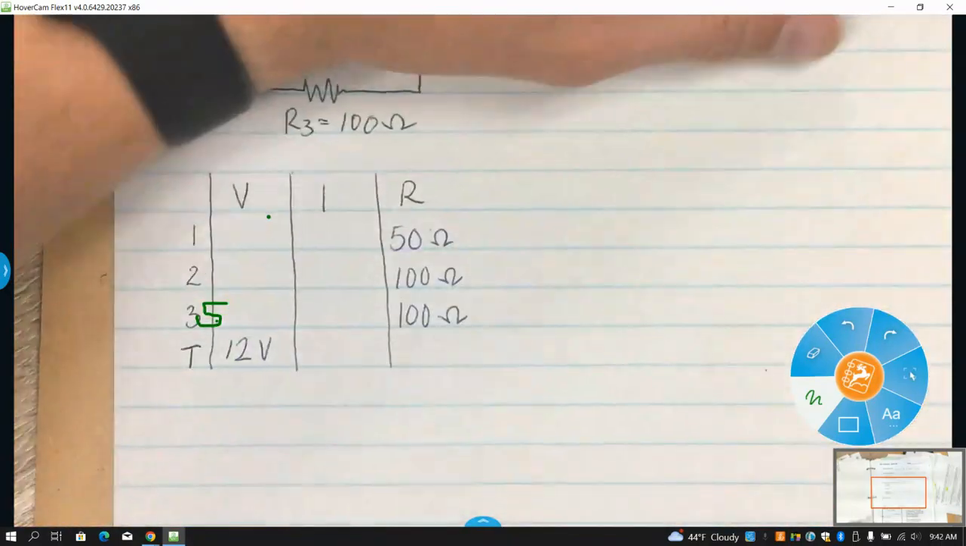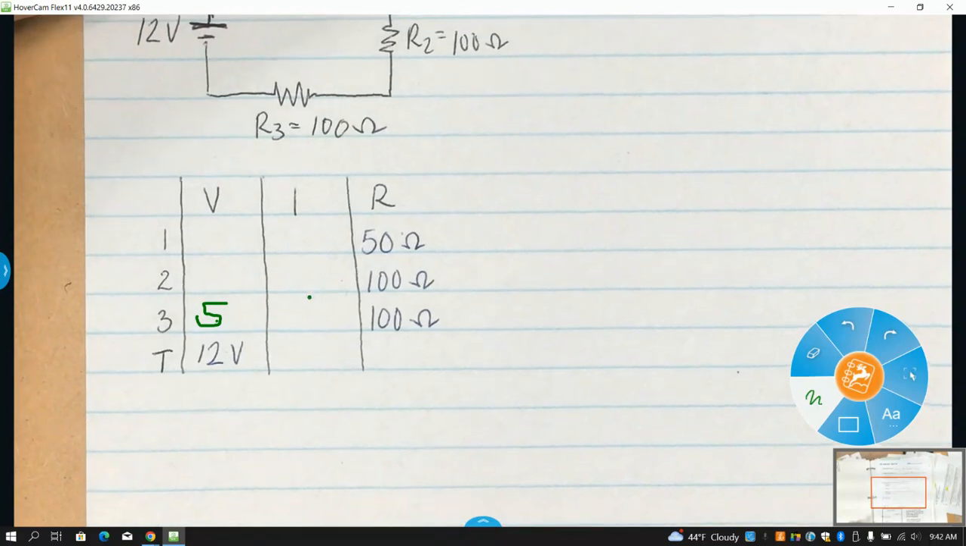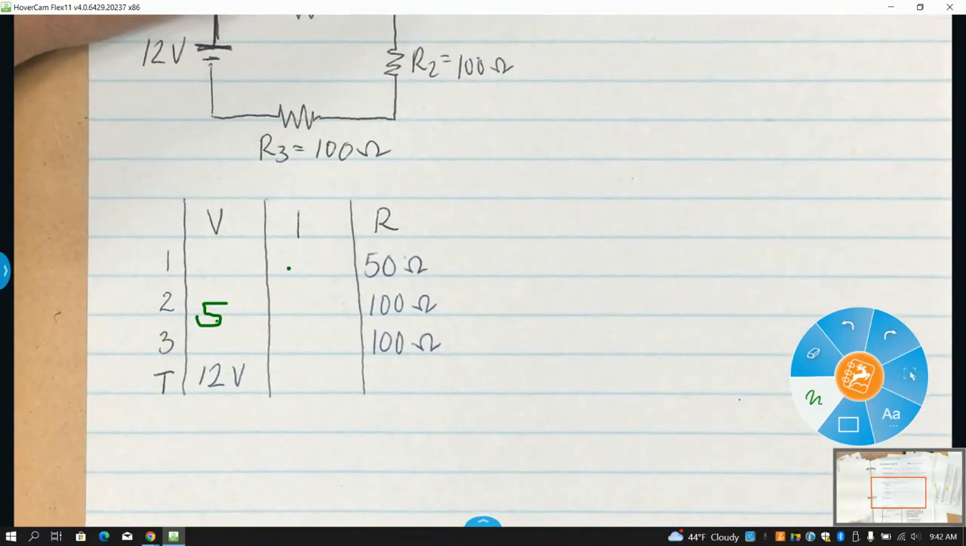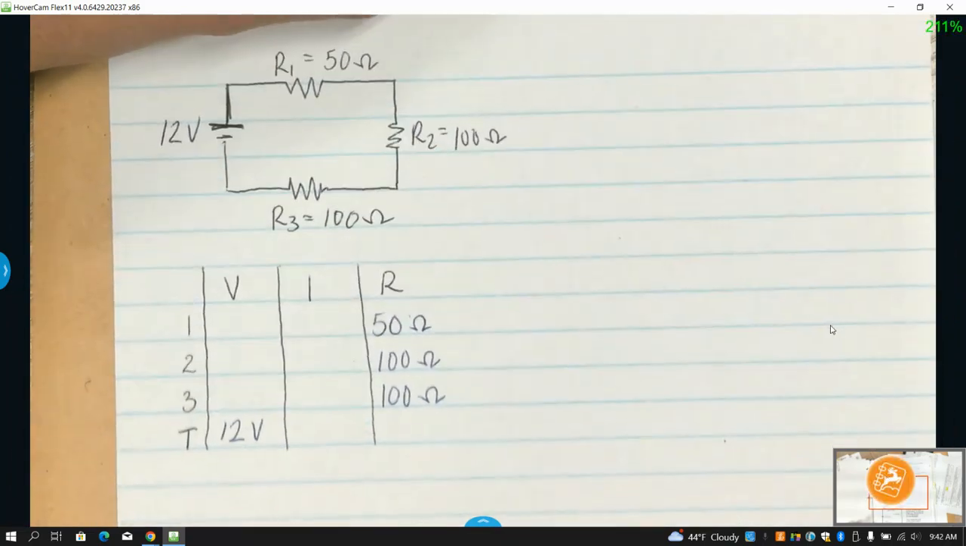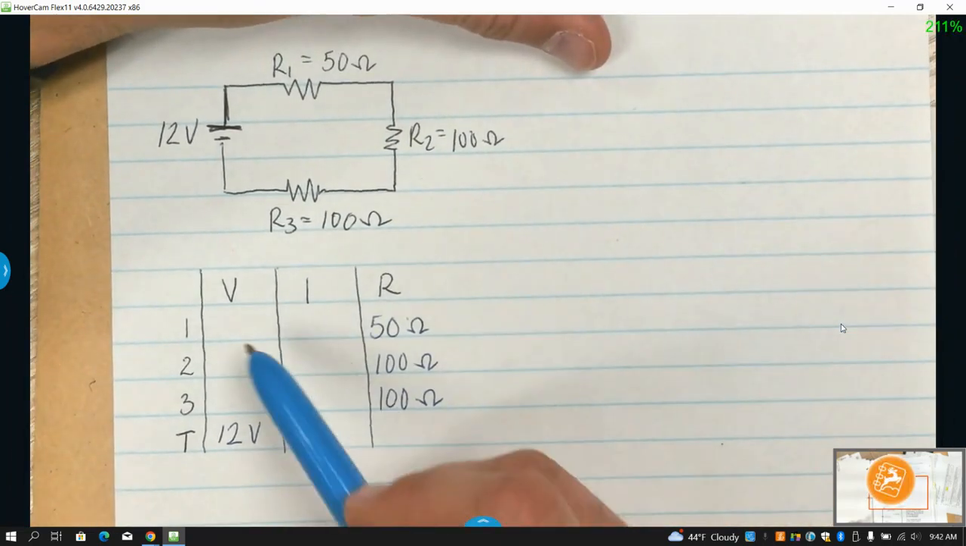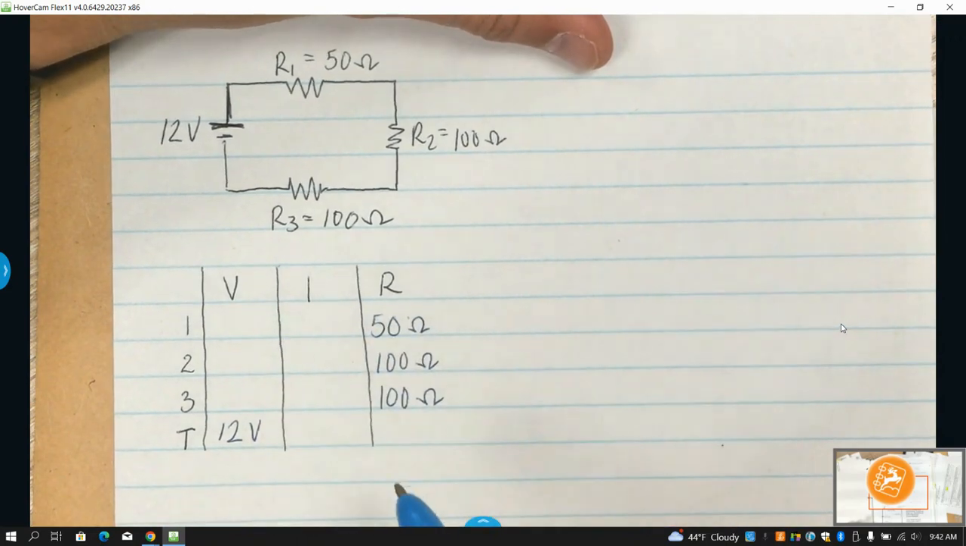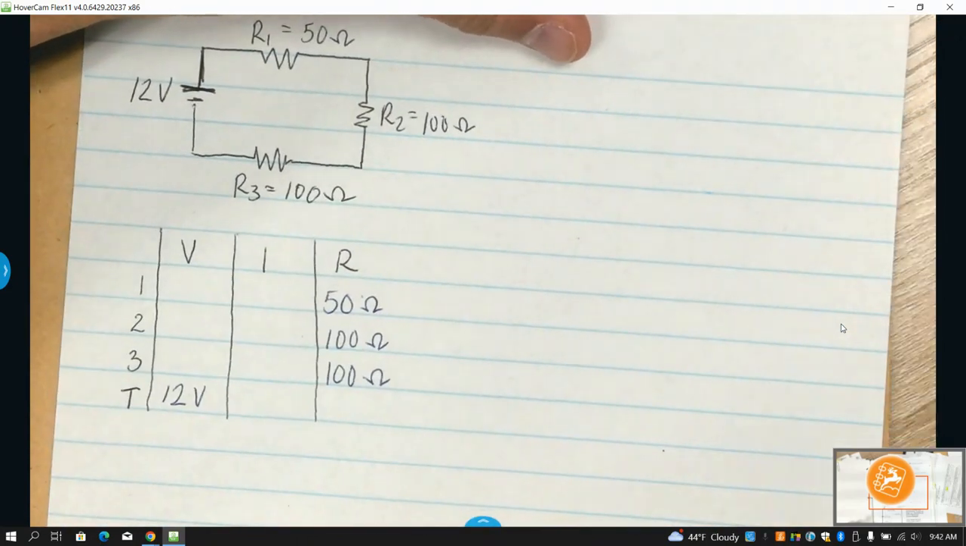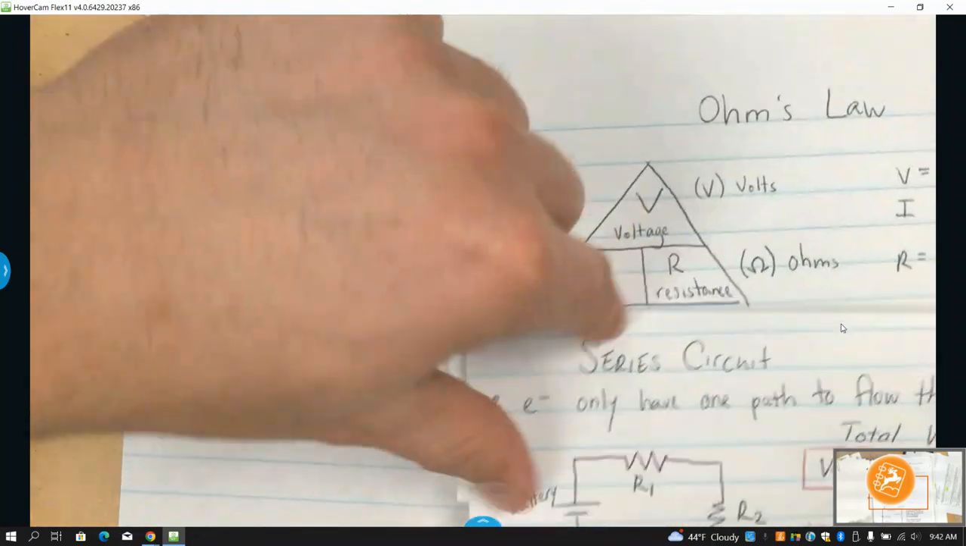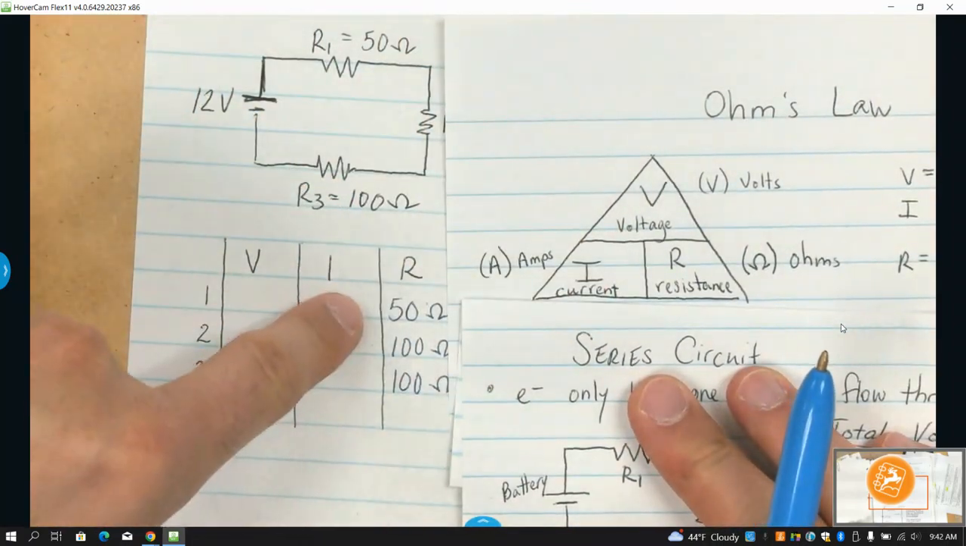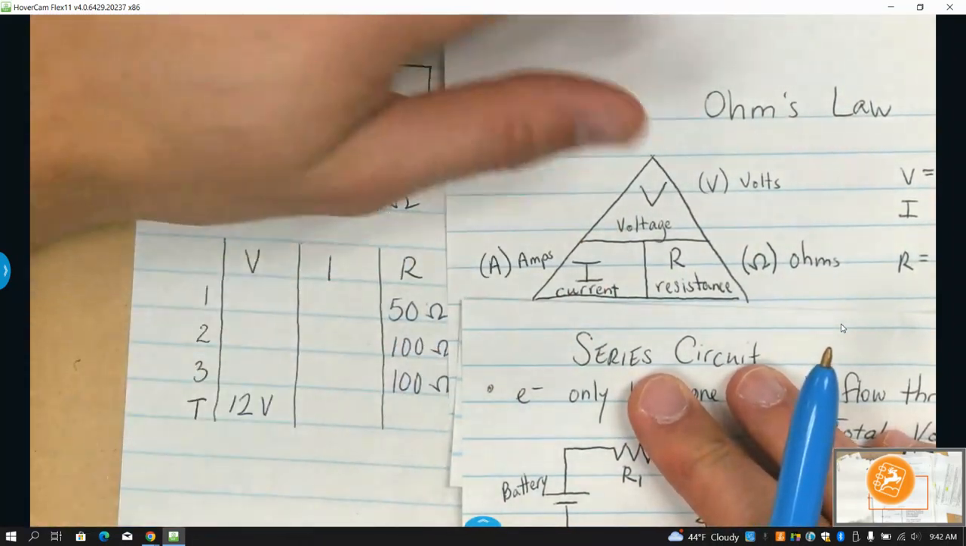All right. So in order to solve this, you need to know basically two of the three variables in each row in order to solve for the missing one. So that's a problem, because right now I only have one in each. So what do I do? I can't use the triangle until I have at least two in one of these rows.